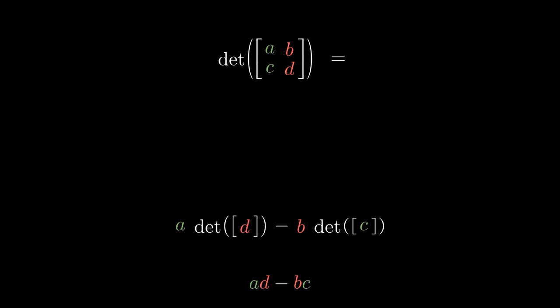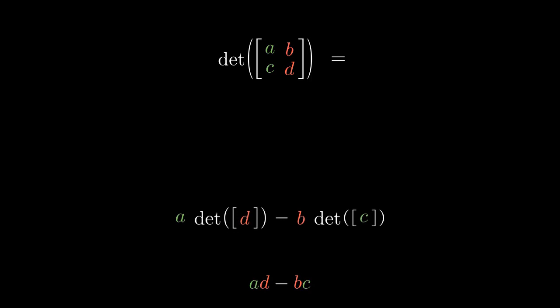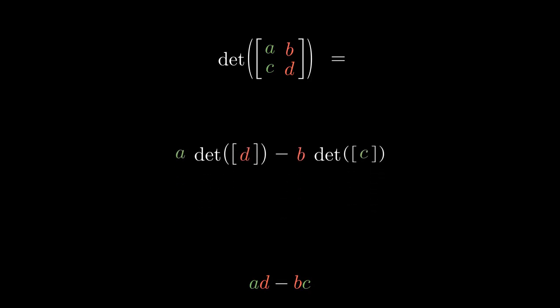The determinant of a 1x1 matrix, by the way, is just the value that's inside of it. It's a distance along a one-dimensional line that it represents, basically. And this means that when it comes to the 2x2 determinant formula, it's not just A times D minus B times C. It's actually A times the determinant of a matrix containing D minus B times the determinant of a matrix containing C.